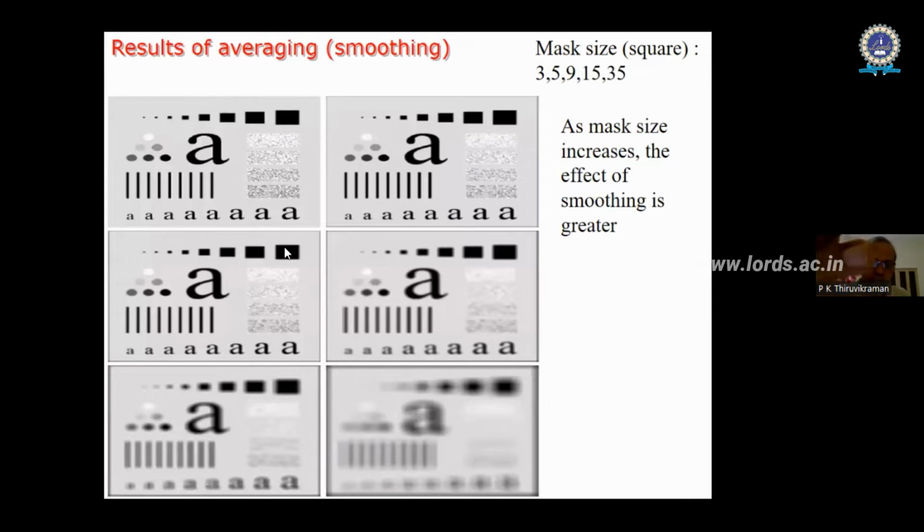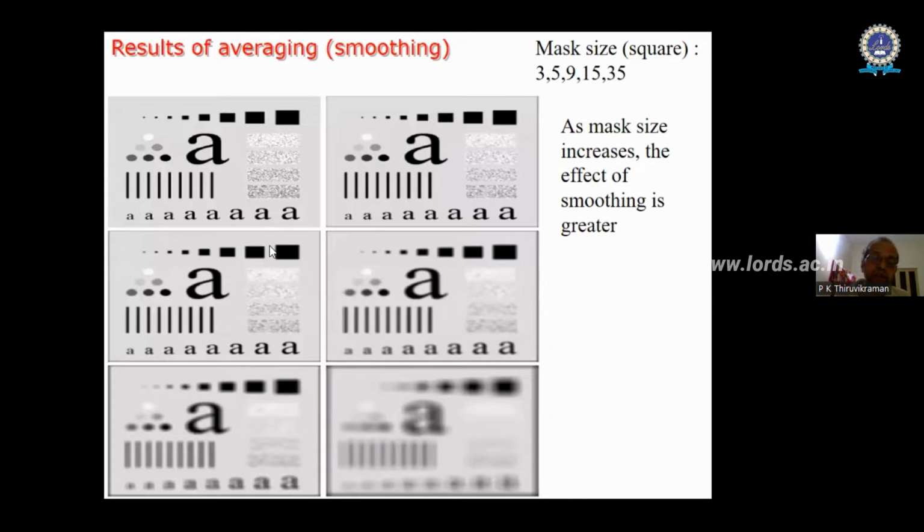Actually, why I showed that previous slide is for low pass filter. Averaging is essentially like a low pass filter. We can easily show that. Now, what does a low pass filter do? It will pass the low frequencies and cut off high frequencies.